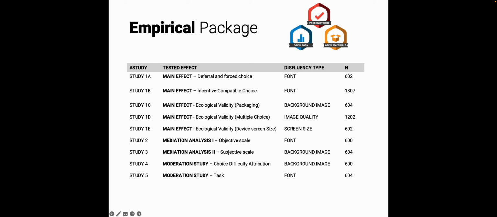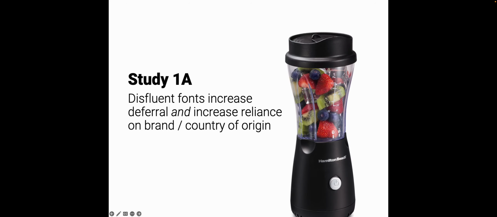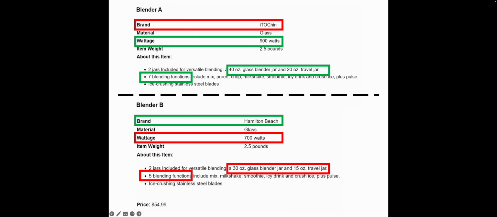We test this idea in a series of 9 experiments, all of which were pre-registered. Additionally, the materials and data for each will be posted online upon publication. The first experiment has 2 purposes. First, we aim to replicate the work showing that perceptual disfluency can lead to choice deferral. Second, we aim to advance on this prior work by showing that it can also lead consumers to rely on familiar brands and preferred countries of origin. In all the studies, we examine a choice between 2 options.